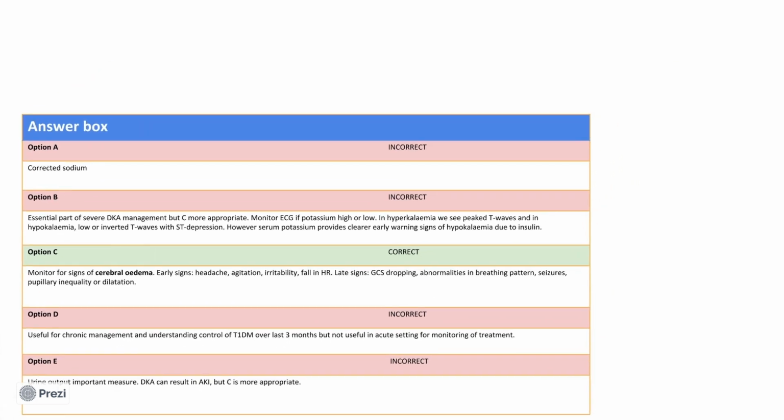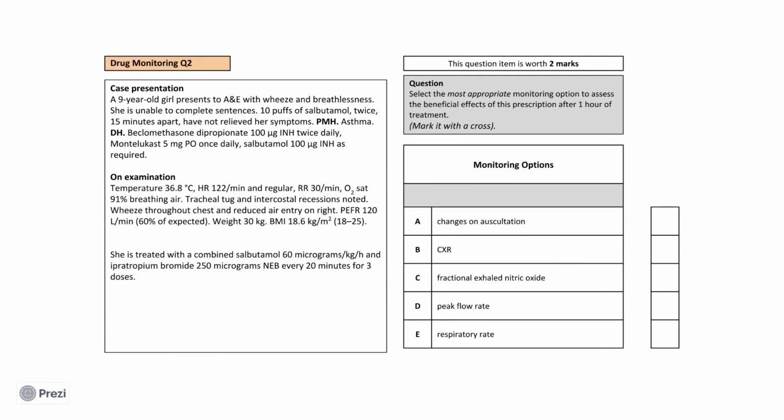So let's move on to question 2 and take a look at another paediatric question. This is a very common presentation that you will have come across if you've spent any time in the paediatric assessment unit or within A&E. This is a 9-year-old girl who presents to A&E with wheeze and breathlessness. She is unable to complete sentences.